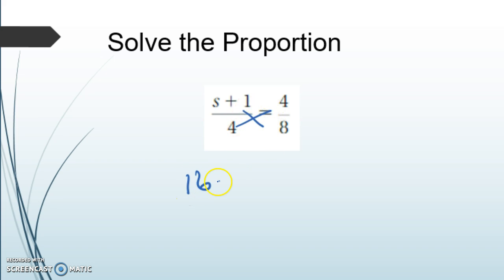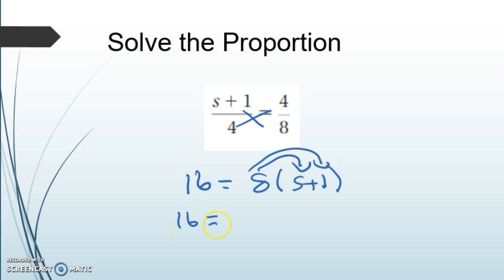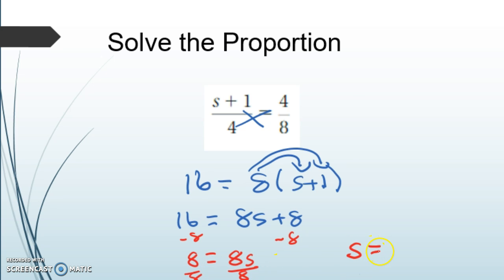So we have 4 times 4, that's 16. And then we have 8 times s plus 1. So that s plus 1 means that we need to do our distributive property. 8 goes to the s, 8 goes to the 1. We rewrite 8s plus 8. We subtract 8 on both sides to get this 8 out of the way. 8 is equal to 8s. Divide by 8, divide by 8. S is equal to 1.